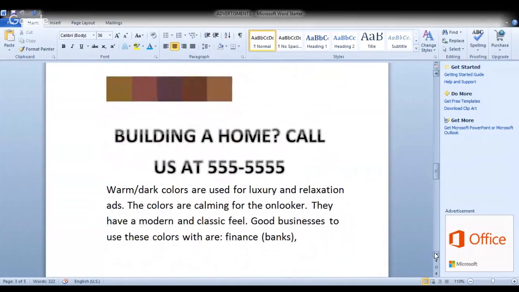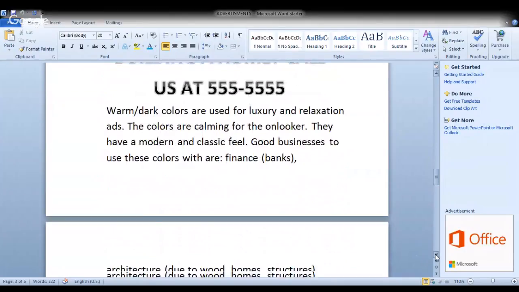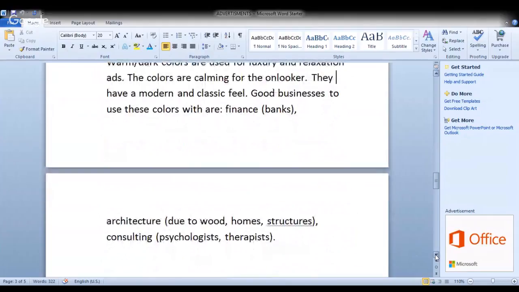Now, warm and dark colors are used for luxury and relaxation, okay? Colors are calming for the onlooker. The onlooker is the person looking at the ad. They have a modern and classic feel. Good businesses to use these colors are finance, banks, oops, looks like it's on the next page. Architecture, due to the wood. The wood is obviously brown. Homes, structures. Consulting, like psychologists and therapists.